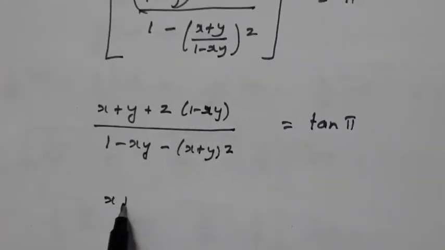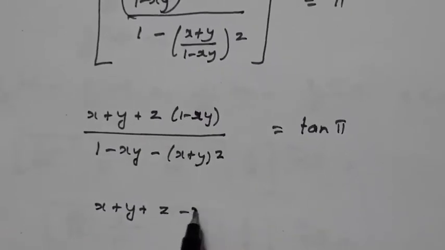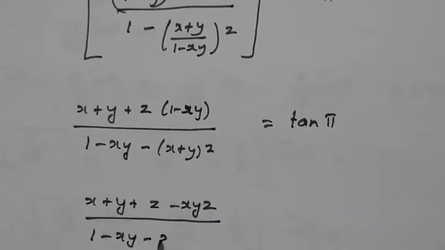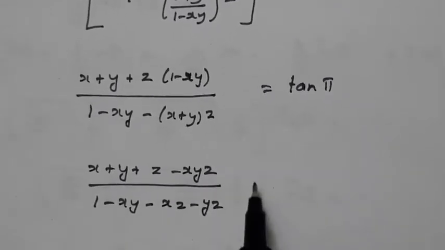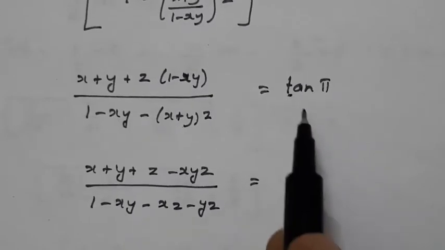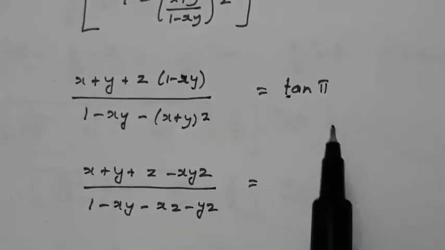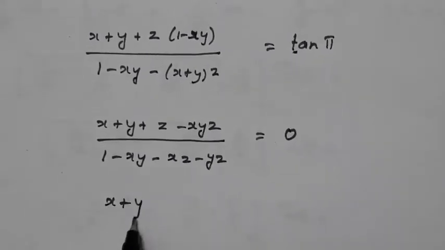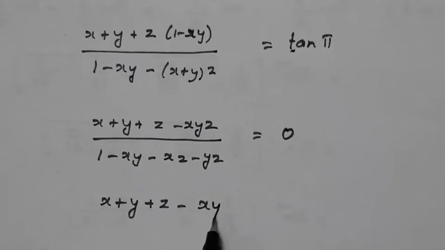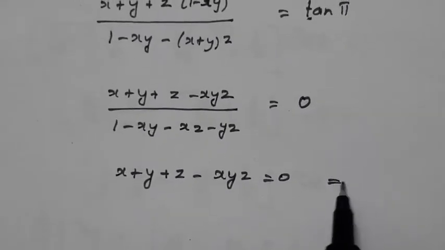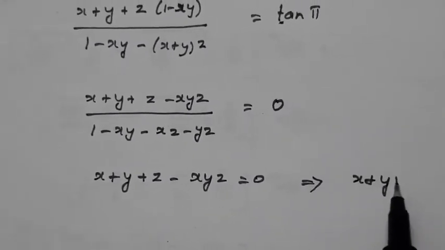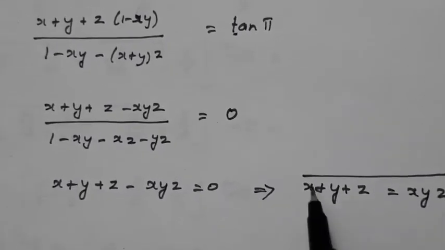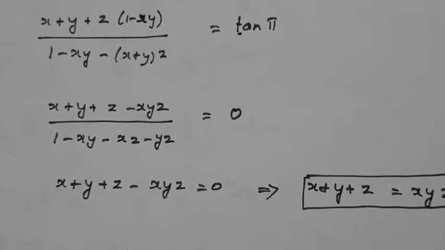So, that is (x plus y plus z minus xyz) divided by (1 minus xy minus xz minus yz) is equal to, what is the value of tan pi? The value of tan pi is 0. So, that is equal to 0. So, by cross multiplying this, we have x plus y plus z minus xyz is equal to 0, which in turn implies x plus y plus z is equal to xyz. This is the required result we have to prove.